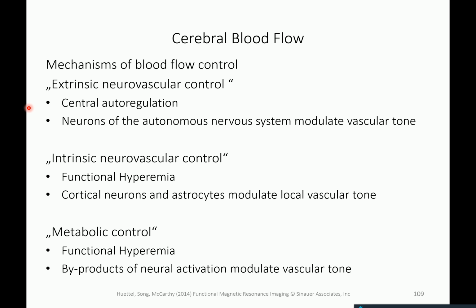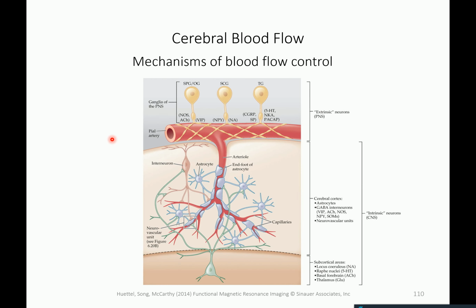So these are essentially just terms that are more or less well defined, as you can see, that one comes across when reading about cerebral blood flow control. So people talk about extrinsic neurovascular control, intrinsic neurovascular control, metabolic control. So this shows, from the Hüttel, kind of an example picture of this.